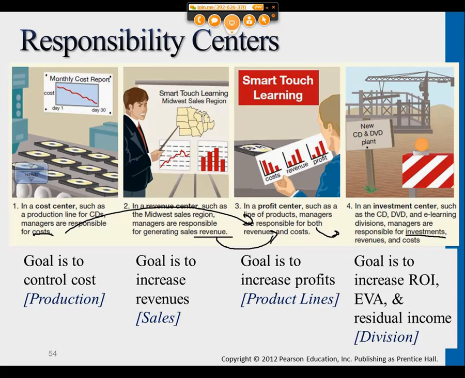So for the cost center, where the goal is to control costs, I will give a more favorable review if my actual costs are less than budgeted, right? Because I want that manager to be interested in controlling costs. For the second one, which is the revenue center, because the goal is to increase the revenue, I will give the more favorable evaluation if the revenue is going to exceed the budgeted one. Okay?